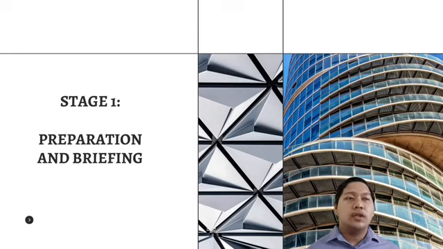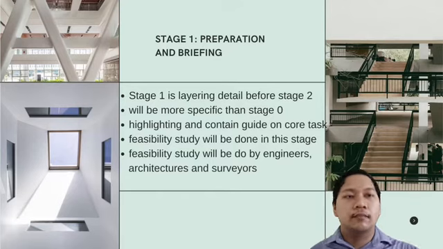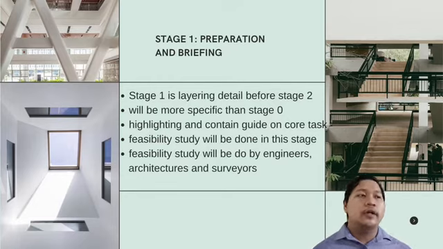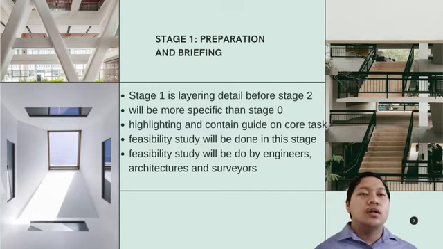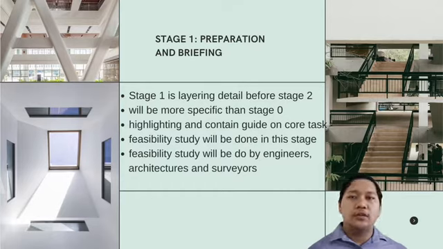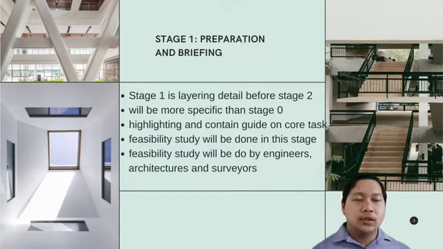Now I will talk about the first stage, which is preparation and briefing. Okay, now let's talk about stage 1 of the RIBA stages, which is preparation and briefing. This stage is very crucial as it will be the layering detail before stage 2, the concept design. So there are a few things that need to be pinned down, such as the quality aspiration and few of the outcomes, such as the project outcomes and also the sustainability outcomes.